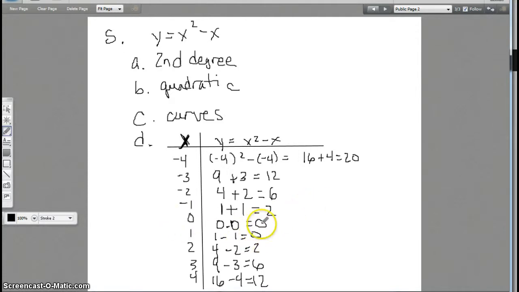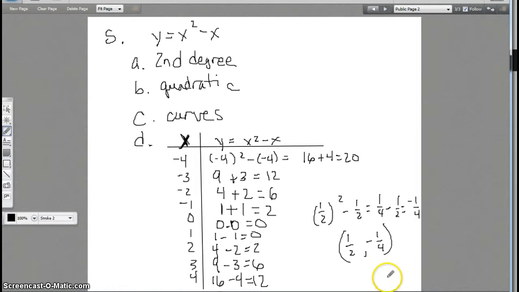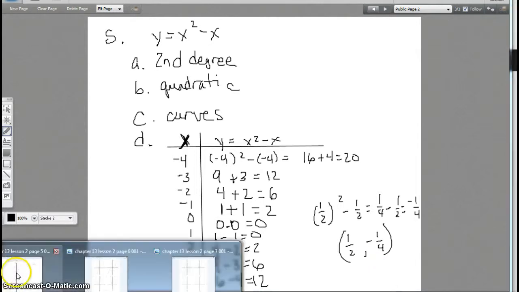So since I have the same y value for two x's in a row, I'm going to choose another x in between them. I'm going to choose x equals 1/2. So if I have 1/2 and I square it, and then I subtract 1/2, that's 1/4 minus 1/2, and that is -1/4. So if 1/2 is my x, then -1/4 is my y. So that is also a point on my graph. So now I'm going to pull up what the graph looks like for this problem.